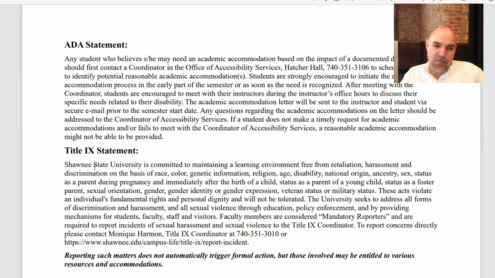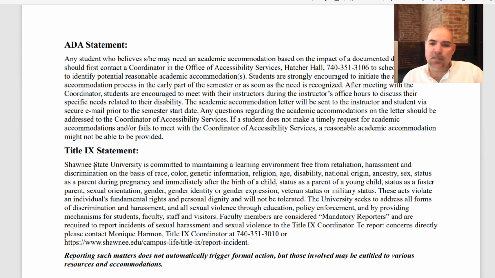All right, the Title IX statement there, you can read that on your own, but basically it says that the university is committed to maintaining a learning environment that's free from a whole lot of bad things, harassment, discrimination, for any number of reasons there. And that could also be some sort of retaliation for something that you've done or said or believe, or who you are. But the idea there is any of those acts that violate somebody's fundamental rights or dignity, we're not going to tolerate those.